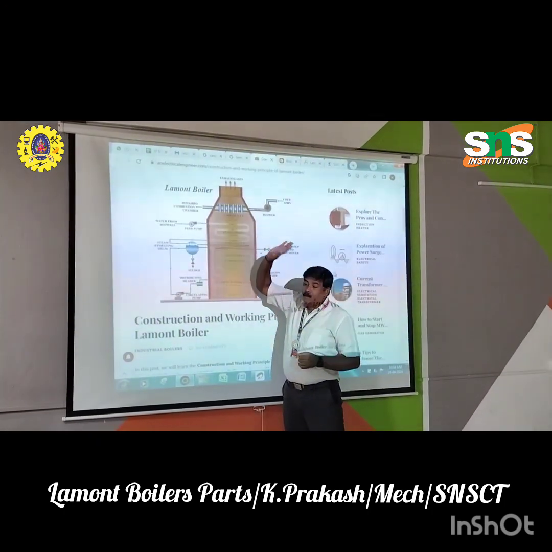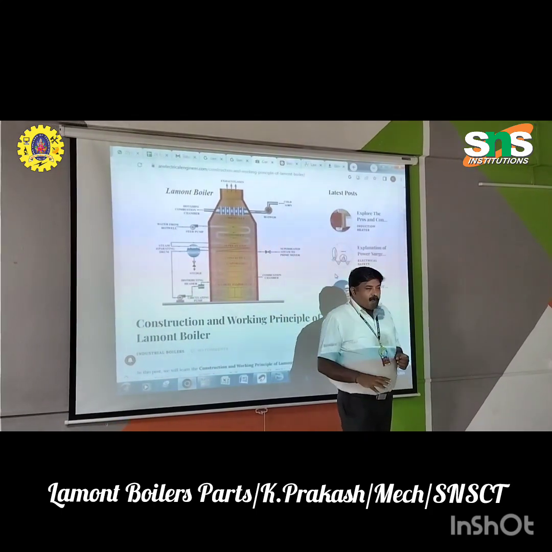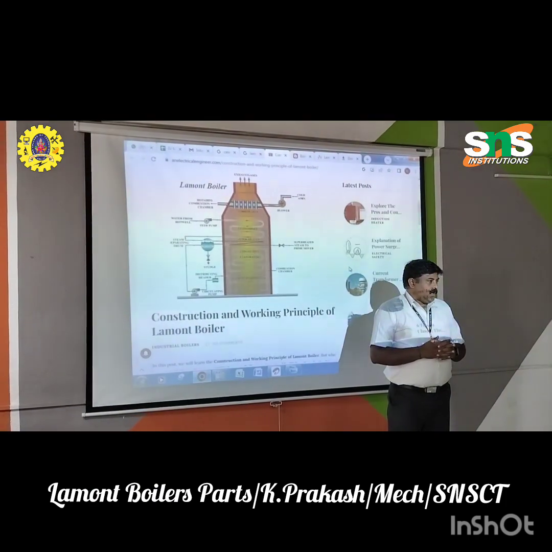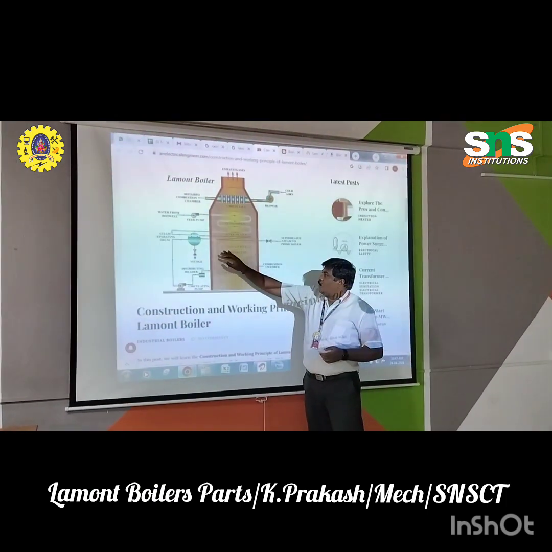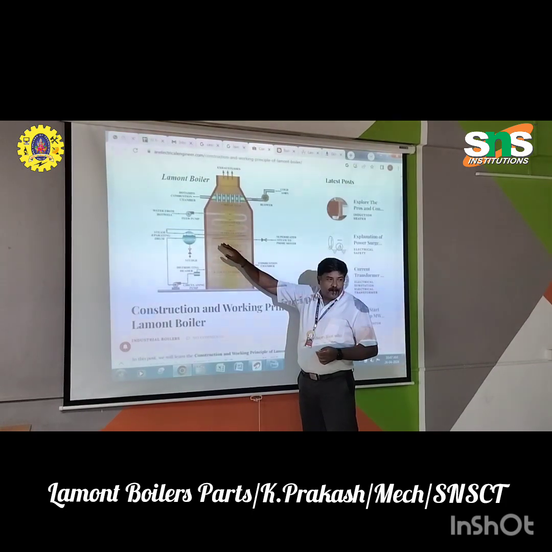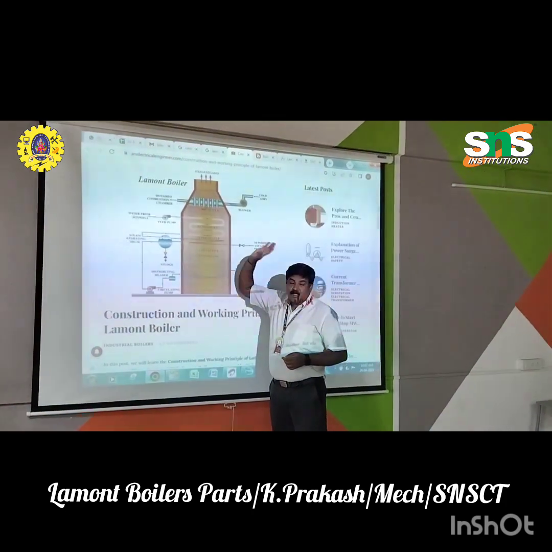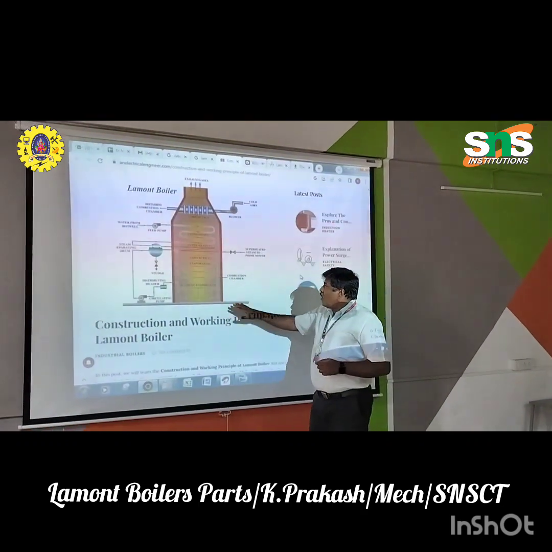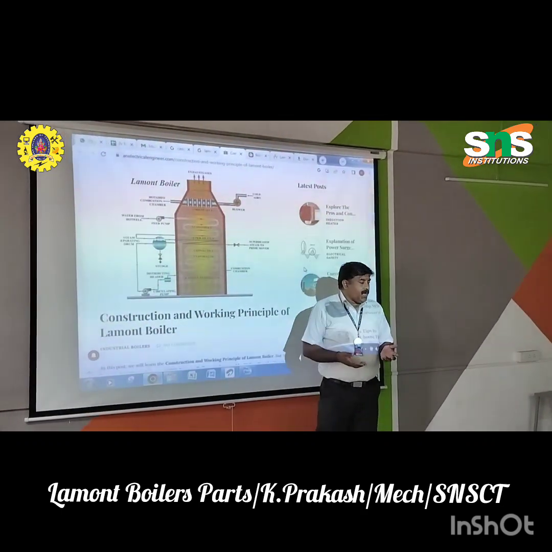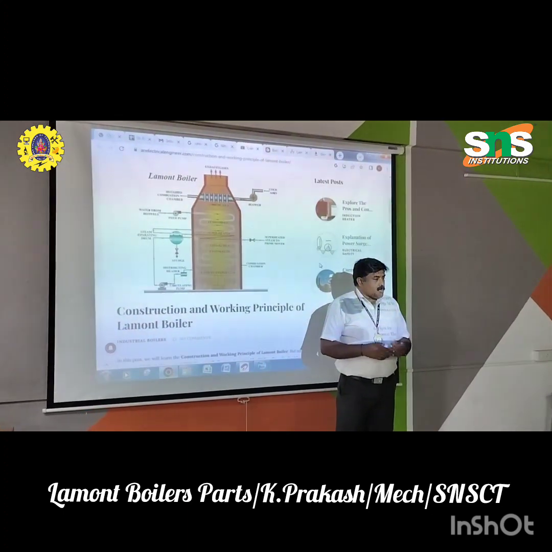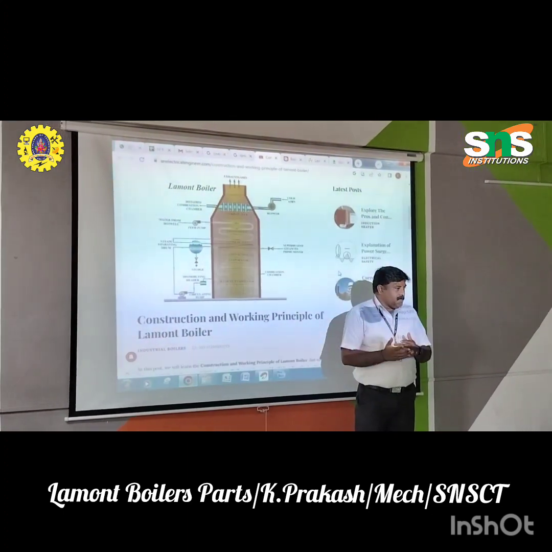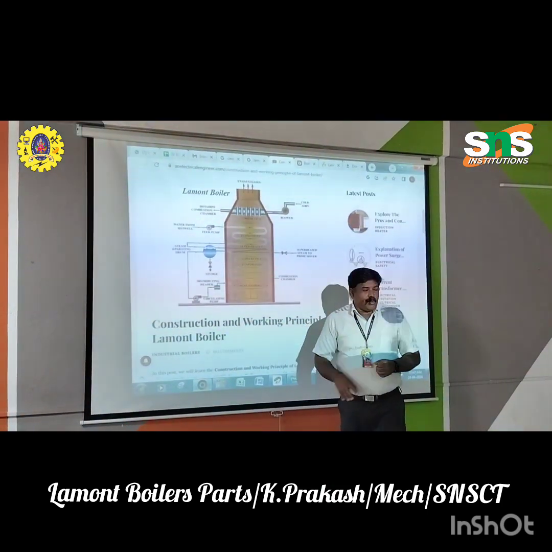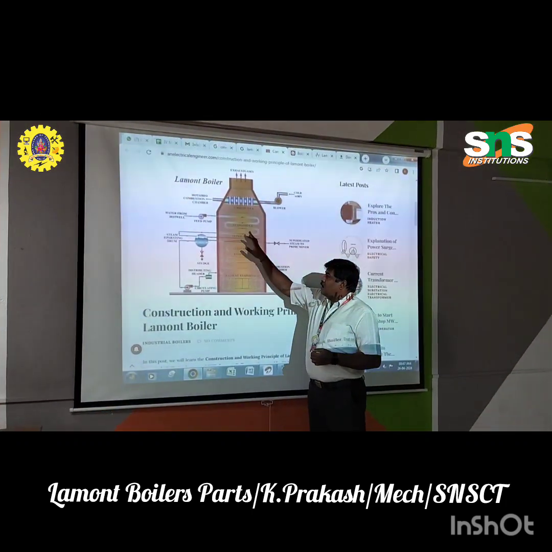What is the purpose of the economizer? Its purpose is to heat the water. Before converting water into steam, we are preheating the water. The part where we preheat is called an economizer. And in the superheater, the steam is converted from wet steam to dry steam, and this dry steam is converted into superheated steam. That part is called the superheater.